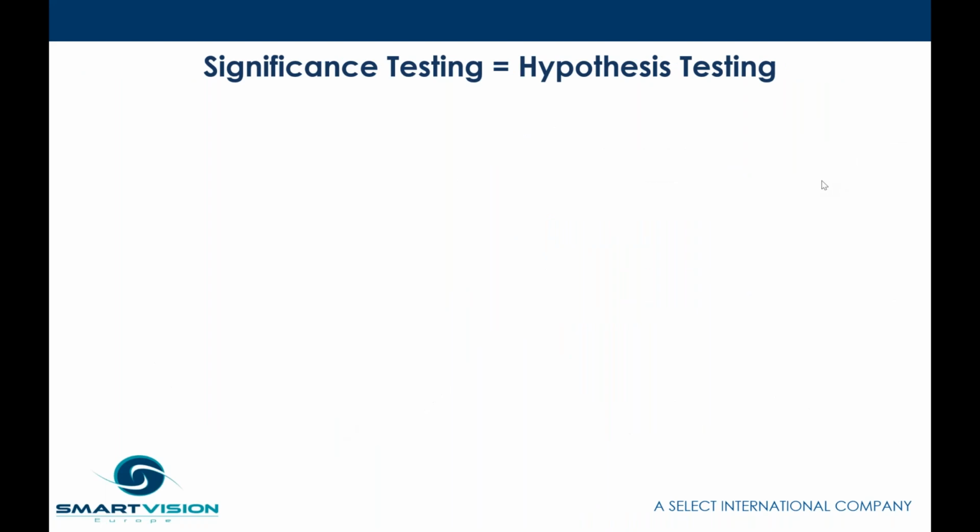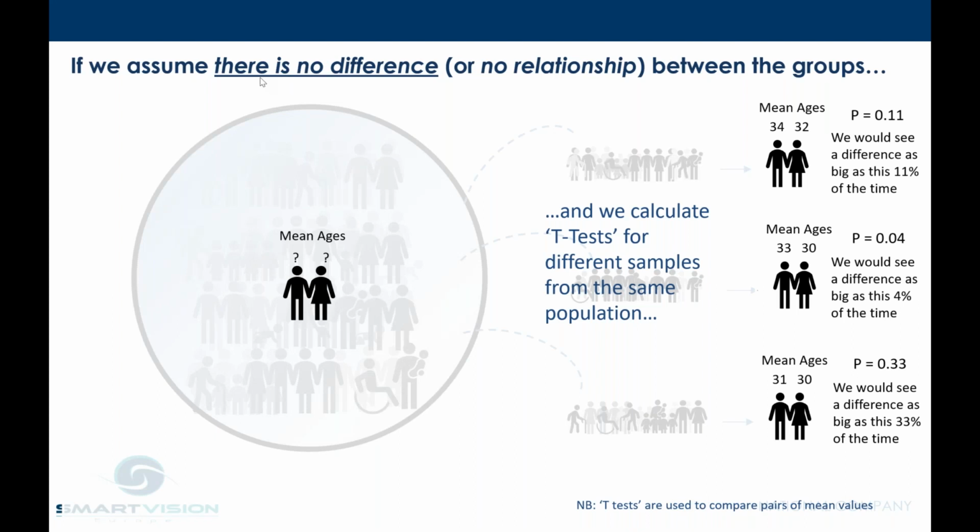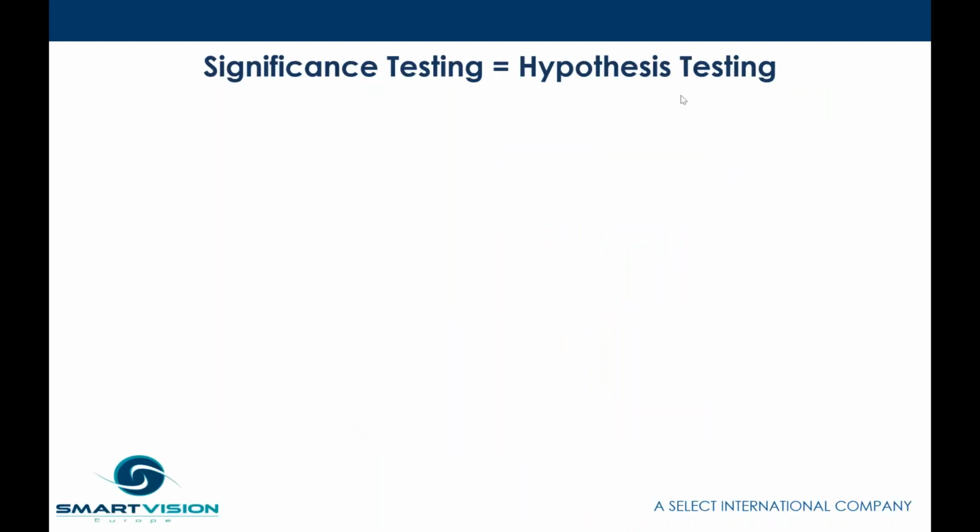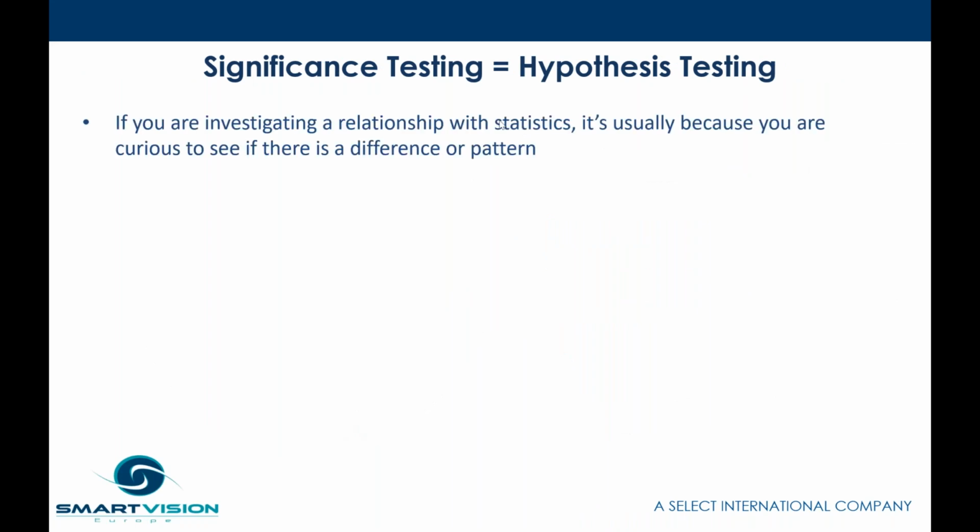So how does this relate to hypotheses? Because I'm talking about this idea of there being no difference. It's almost like this is anchoring us. Well, significance testing is often referred to as hypothesis testing. And if you're investigating a relationship with statistics, it's usually because you're curious to see if there's a difference or pattern. If you're recording people's gender, it's because you think it's important. If you're recording what region they're living in and you're asking how satisfied they are with service, you're assuming that maybe regions might be an important factor, in that people might have different levels of satisfaction depending on the region.